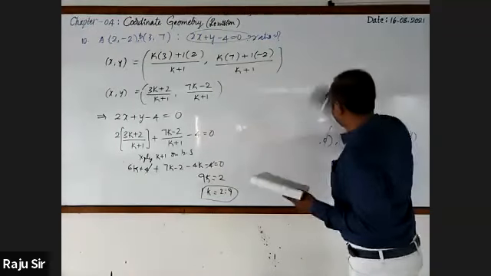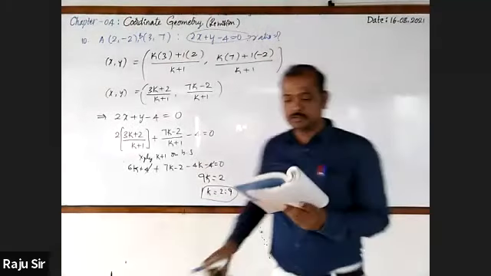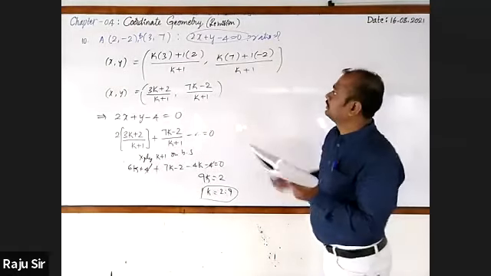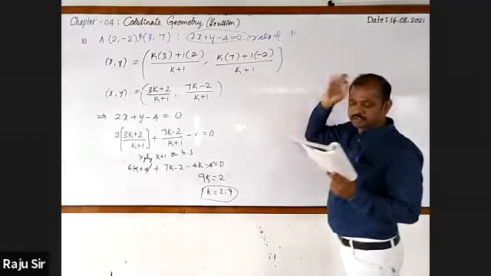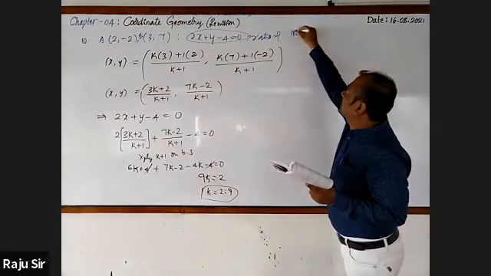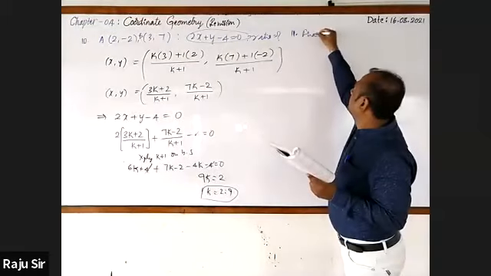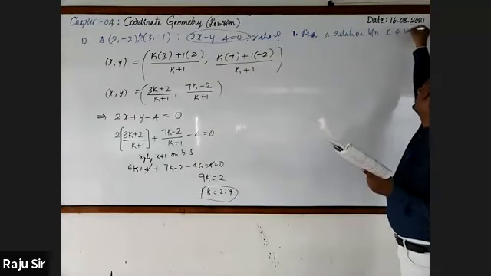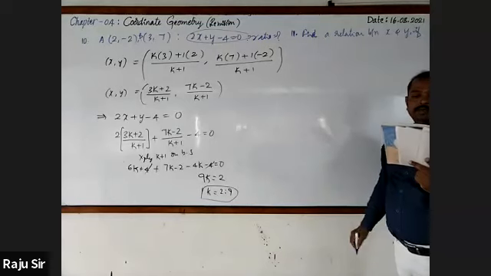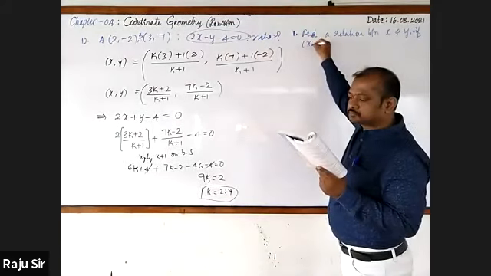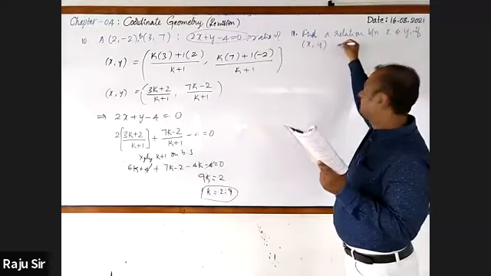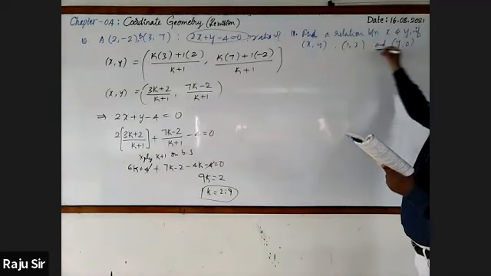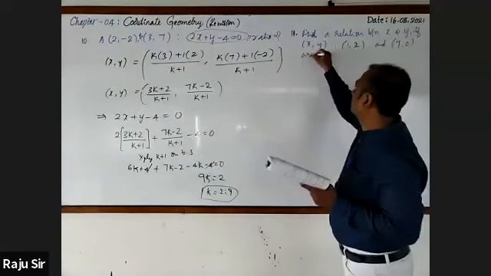Next, we take the 11th one. Actually we have not solved it. Copy this as it is. Find a relation between x and y if x comma y, 1 comma 2 and 7 comma 0 are collinear.